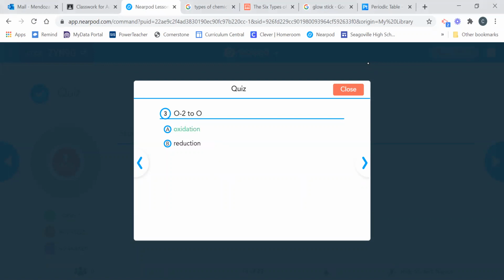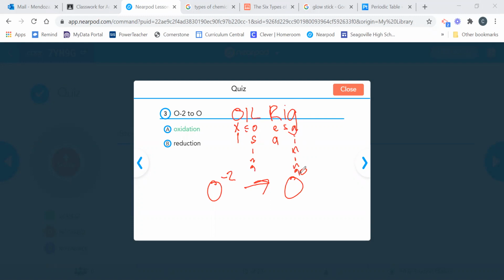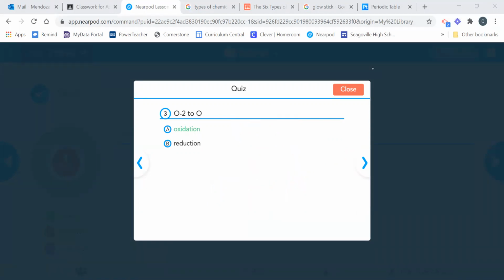Next one, oxidation or reduction. This one's asking you to know the vocab words between oxidation and reduction. One way to remember it is OIL RIG. So oil, which means oxidation, is losing. And this one, reduction, is gaining. And this was the same question as the other one. We are losing electrons, so this is going to be oxidation because we're becoming more positive. So if we're becoming more positive, we're losing electrons.